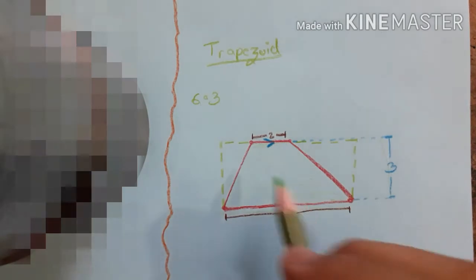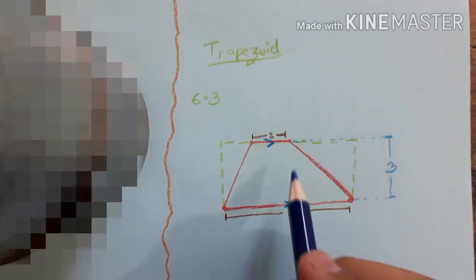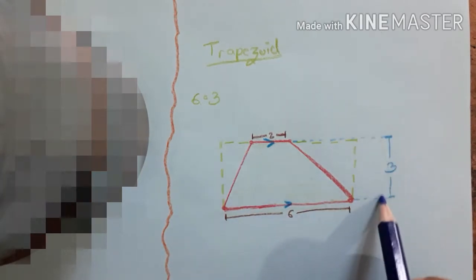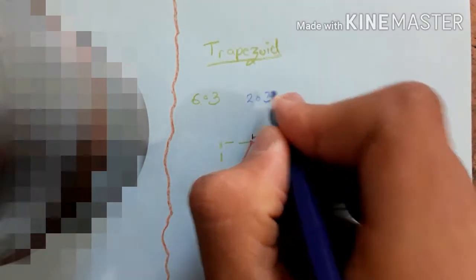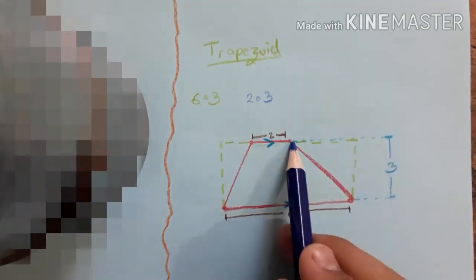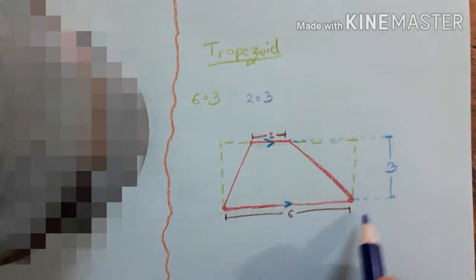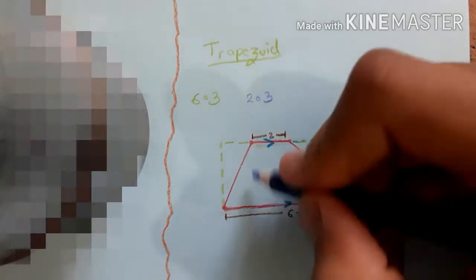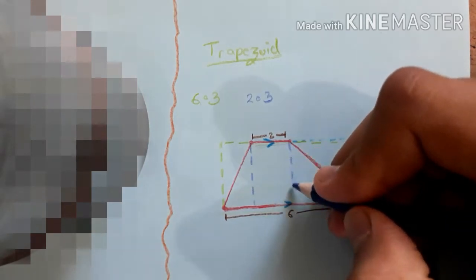Now what would happen if we went with 2 times 3? Now we would be finding a rectangle with a width of 2 and a height of 3. So now it looks like the area of the trapezoid should be in between these two numbers. Maybe it should be at least halfway in between.